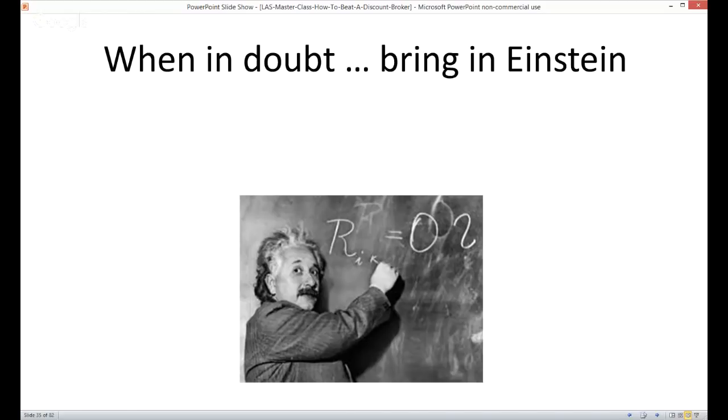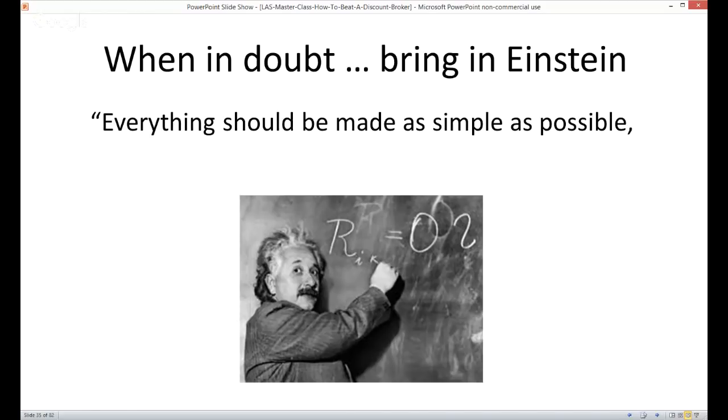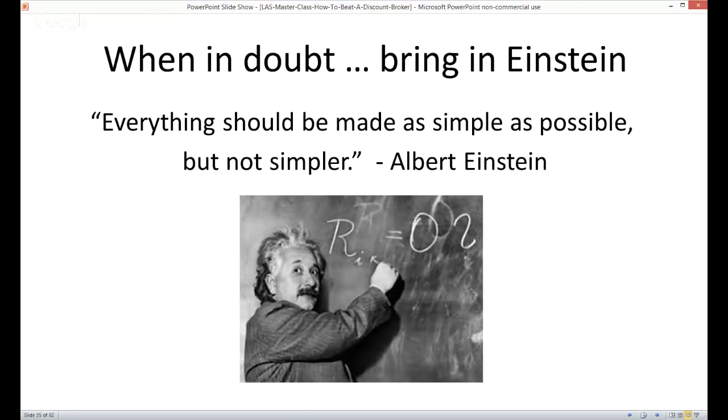So when in doubt, bring in Einstein. And he said that everything should be made as simple as possible, but not simpler.